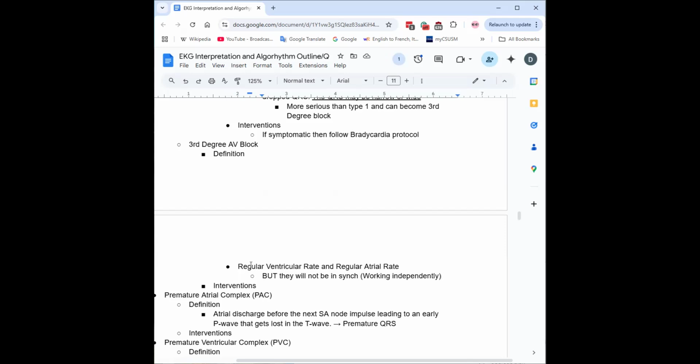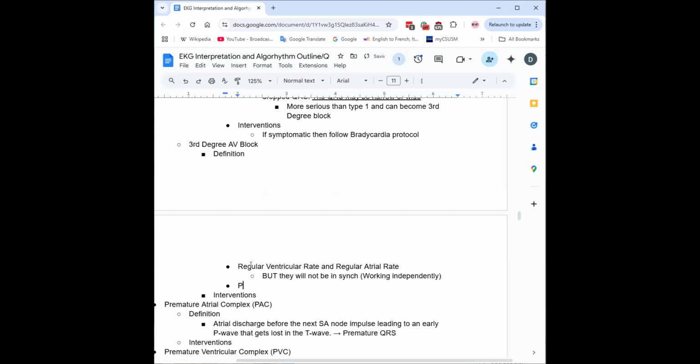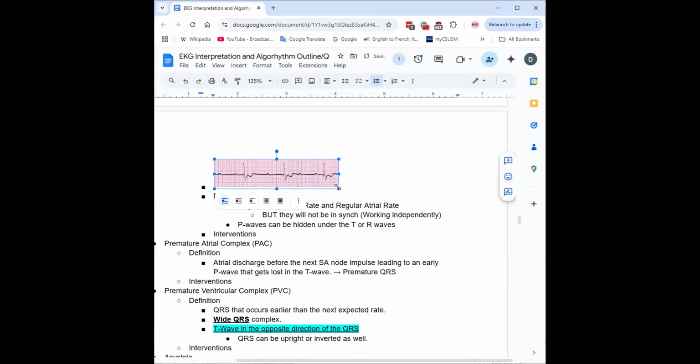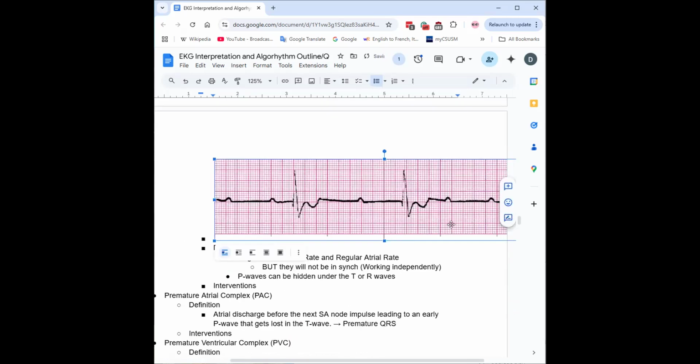Keep in mind that sometimes the P waves can be hidden under the T or R waves. So sometimes it might look like a dropped P wave, but it's just hiding inside one of the other ones. Let's take a look at the example I have here.